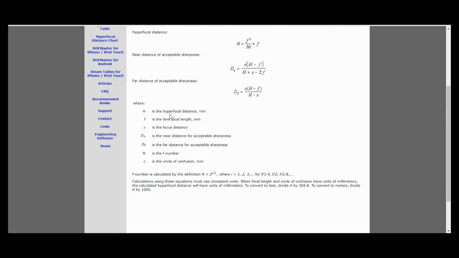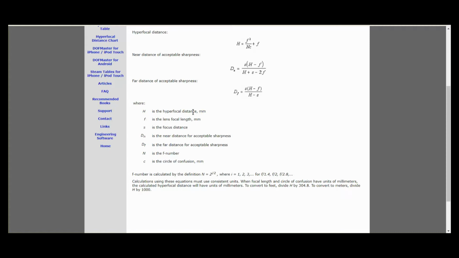It says where h is the hyperfocal distance. The hyperfocal distance is where your subject is in perfect focus and every single thing behind your subject is in perfect focus all the way to infinity. Let me say it a different way. The hyperfocal distance is the closest possible distance you can get to your subject and have absolutely everything behind the subject to infinity in perfect focus.